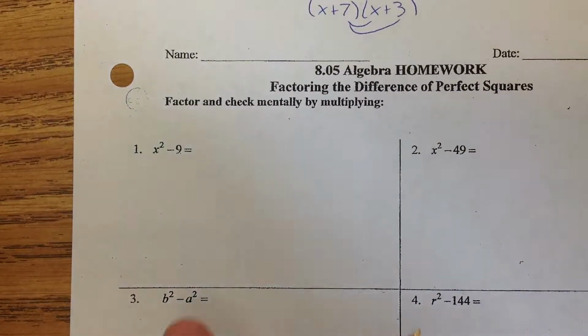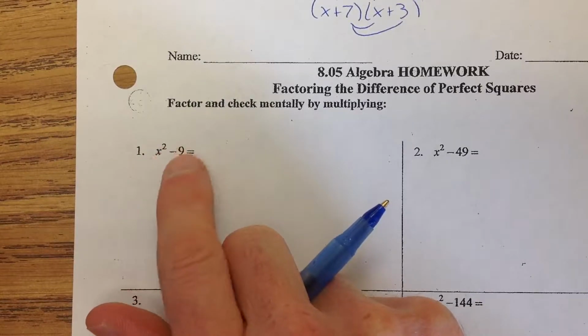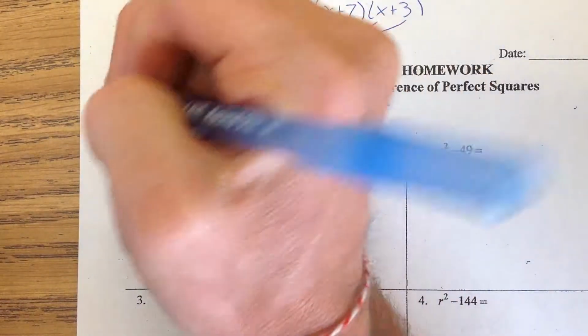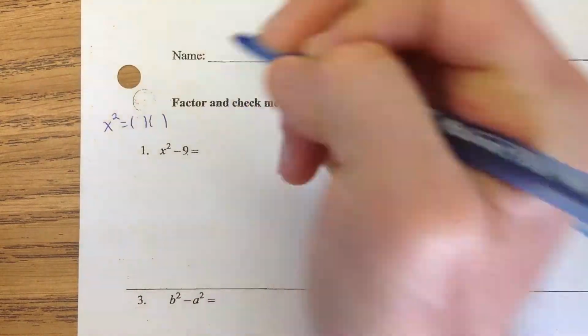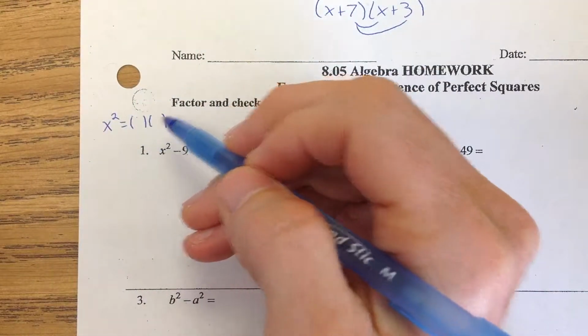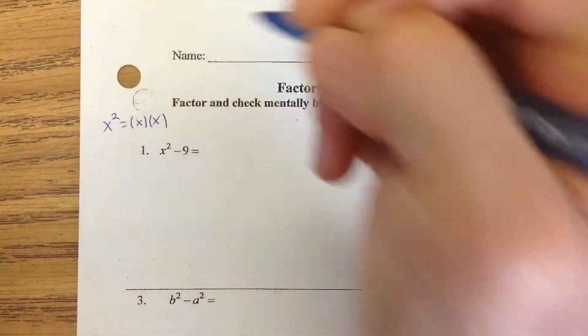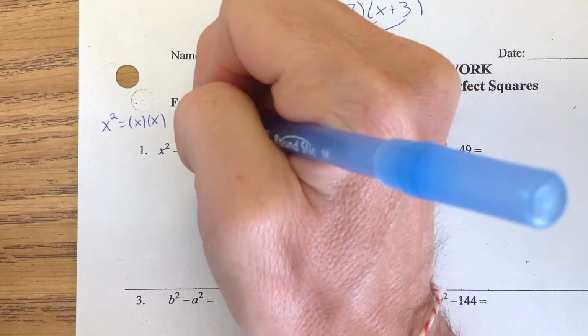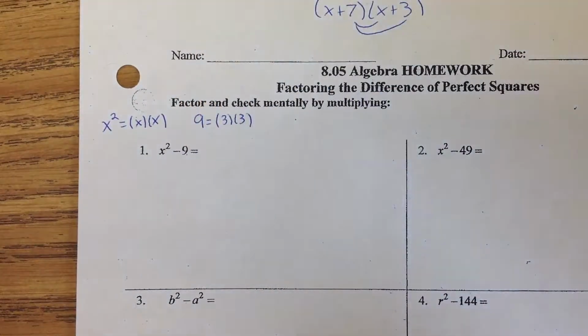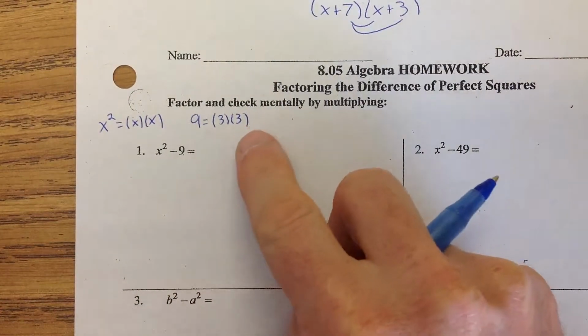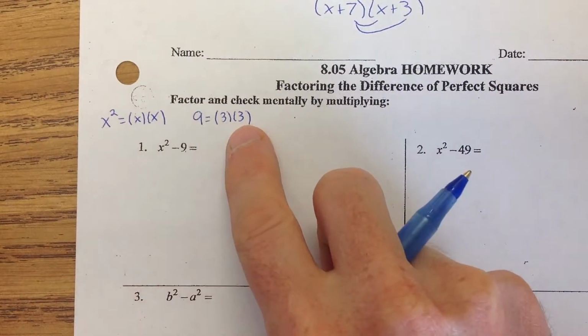So the key to these is always thinking about perfect squares. It's basically saying, x squared could really be what times what? And you're looking for something that's the same in both these parentheses. So x squared could really be x times x. 9 could really be 3 times 3. We're always looking for what we can put in these parentheses that are going to be exactly the same.